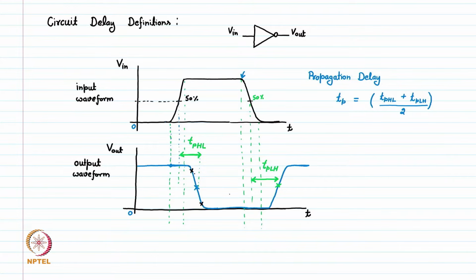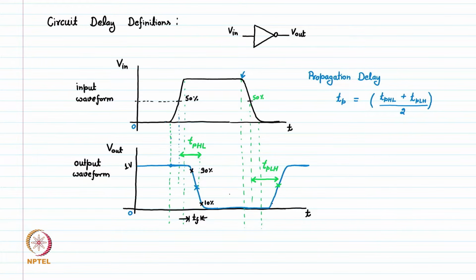For a fall delay, when the output changes from, let's say, 90% of its high value to 10% of its high value. For example, if this is 1 volt here, then 0.9, how much time it takes for the output to go from 0.9 volt to 0.1 volt, that is called the fall time of the circuit, that we represent by TF. This is the delay between this and this.